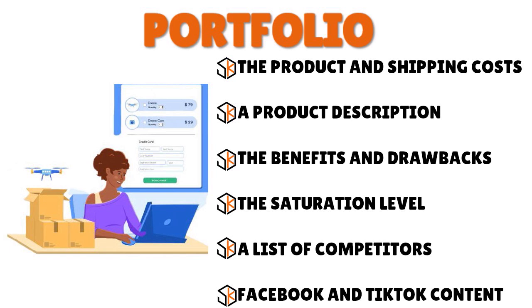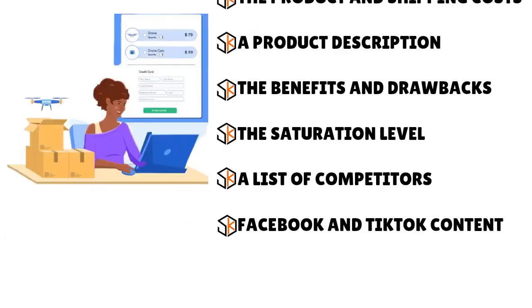You have the saturation level, a list of competitors, Facebook and TikTok content, and much more. So you really have an all-in-one sort of comprehensive data about a product. So this is really good.